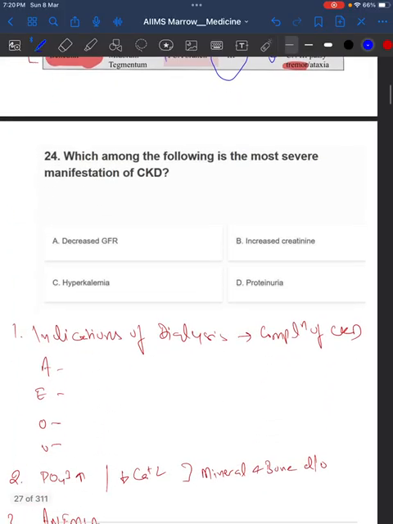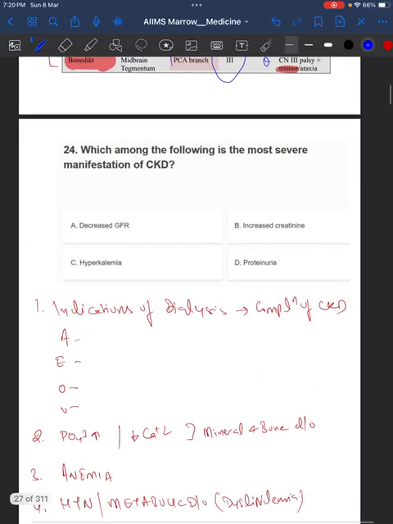Coming to the next question: which among the following is the most severe manifestation of CKD? So this is very simple. It will be hyperkalemia. We all know that.